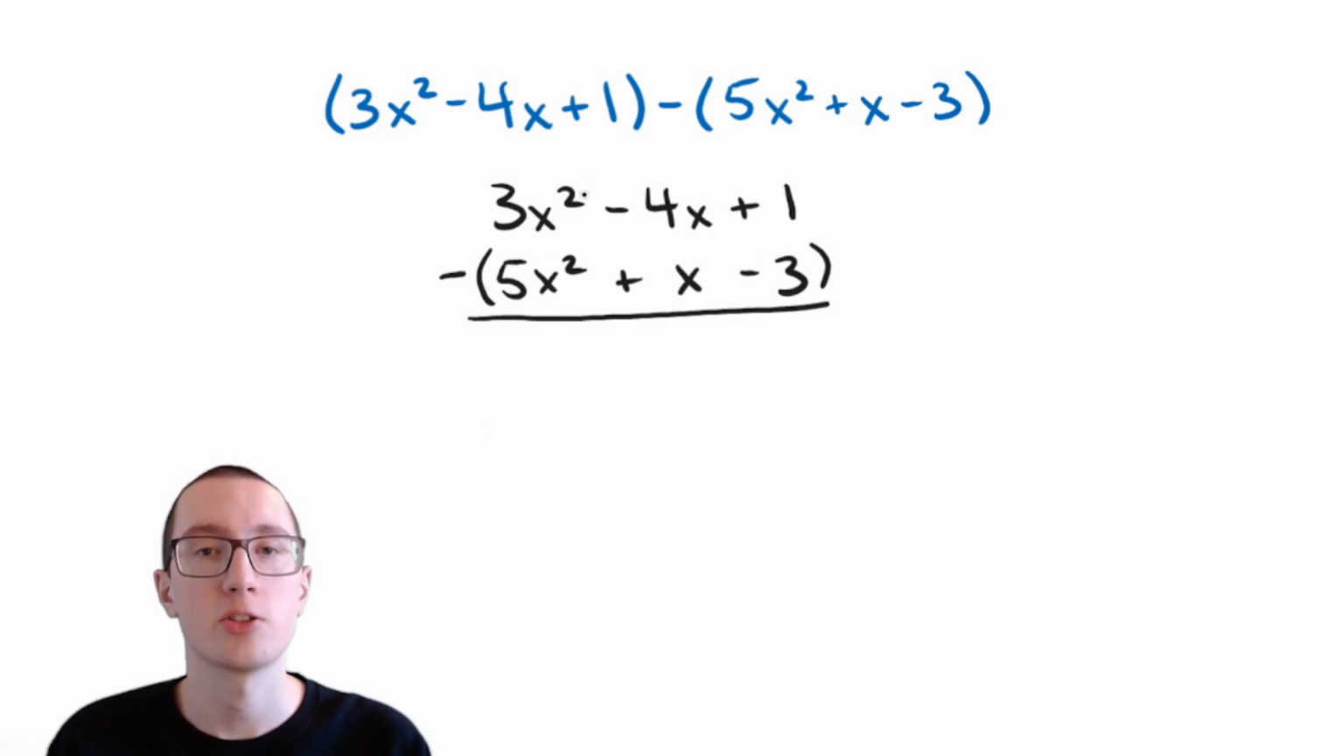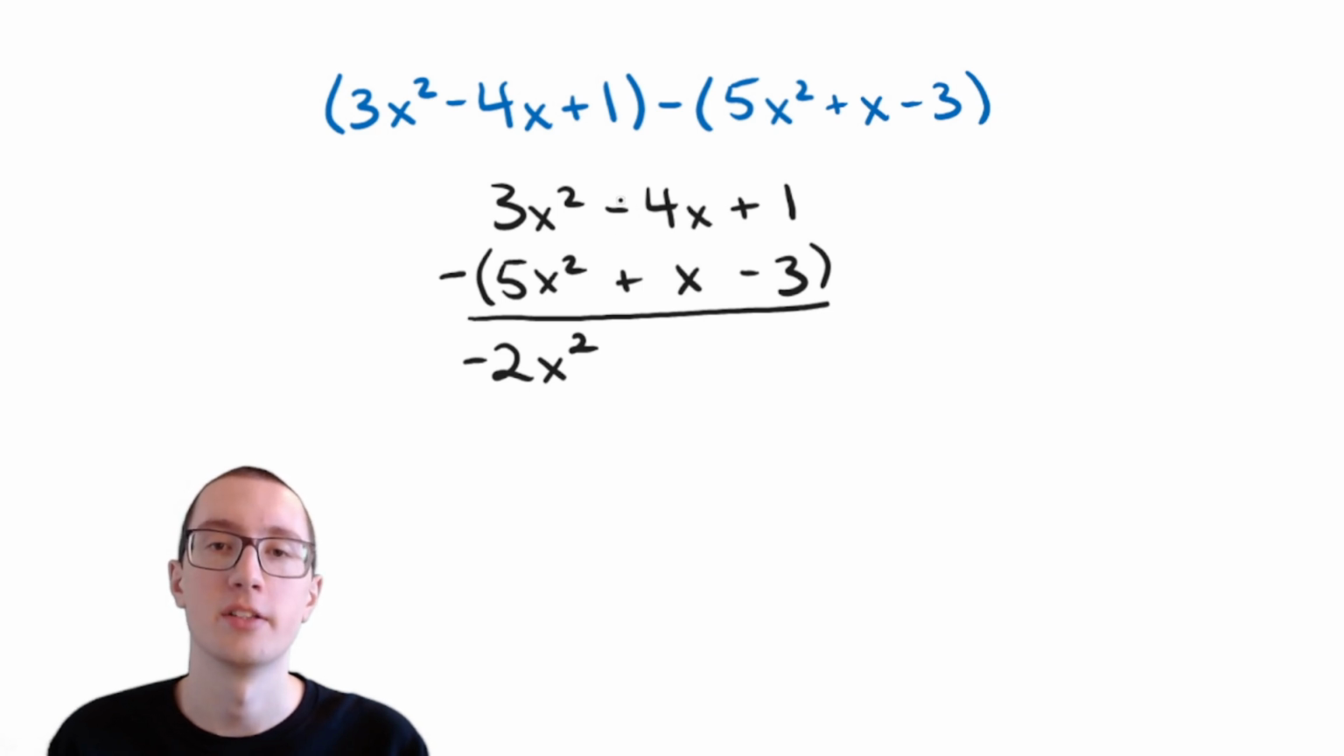So here we have 3x squared minus 5x squared. Well, 3 minus 5 is negative 2, and then the x squared stays. And now here's the thing you need to remember. This is not negative 4x plus x.